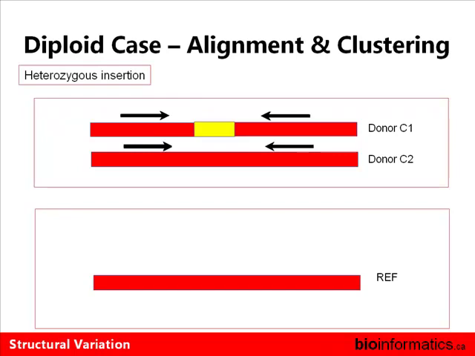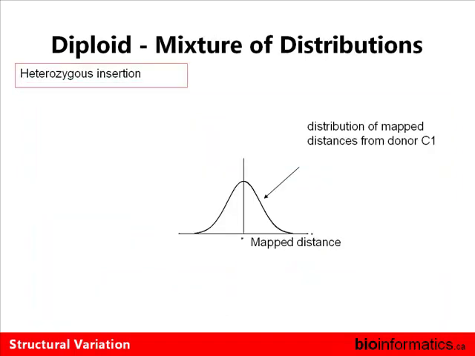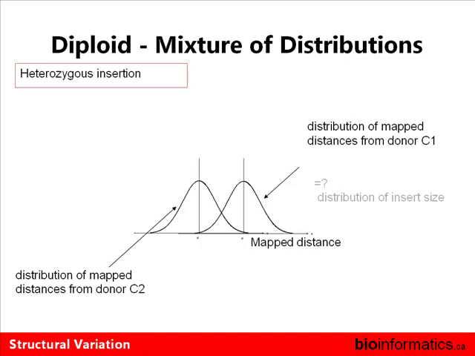But in this case, a heterozygous insertion will have two chromosomes which will map and give you a cluster with two variable insert sizes. Hopefully, one of which will match the reference, and one will not. You could have a triallelic case where neither actually matches the reference. So you have the observed distribution of mate distances from donor chromosome 1, which could be equal to the distribution of the insert size. But there's also a distribution of mate distances from donor chromosome 2. So what you're really seeing is a mixture of two distributions, where the size of the insertion is probably going to be the distance between the peaks.